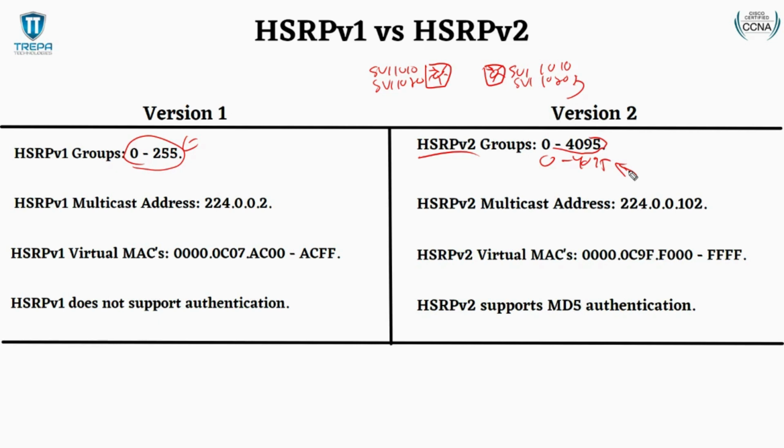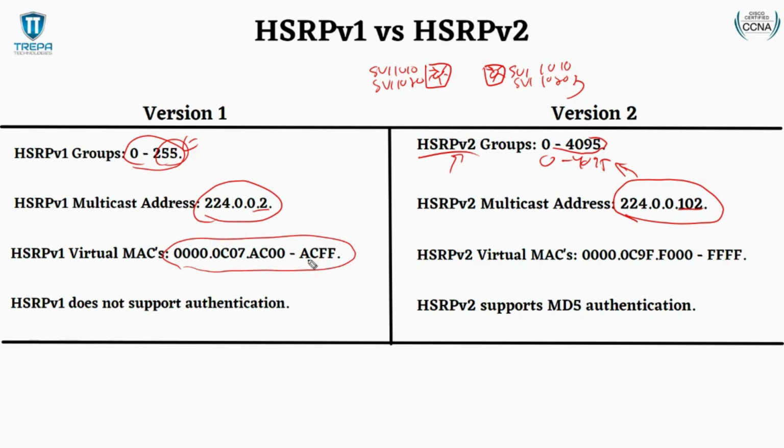Now, I've never personally been on a network where I need to have more than 255 HSRP groups, but with HSRP version 2, it allows it. We see the destination multicast addresses change, with version 1 being 224.0.0.2 and version 2 being 224.0.0.102, differing in the last octet. And then we see the virtual MAC addresses also change. So with HSRP version 1, these last two hexadecimal digits would change based off the group number. That makes sense because these last two hexadecimal digits would have been 8 bits total. And 8 bits equals what? 255. Well, now with HSRP version 2 and the group number going up to 4095, two hexadecimal digits wouldn't cut it.